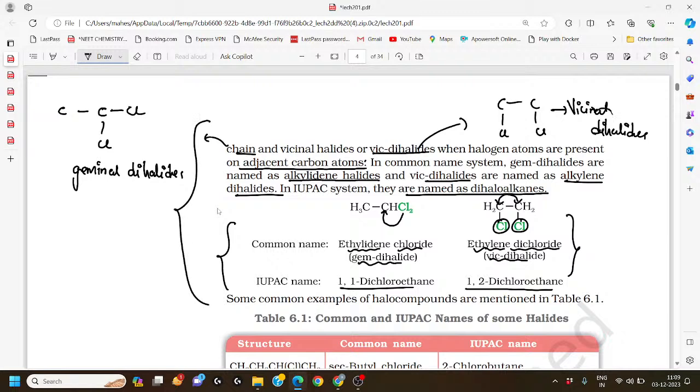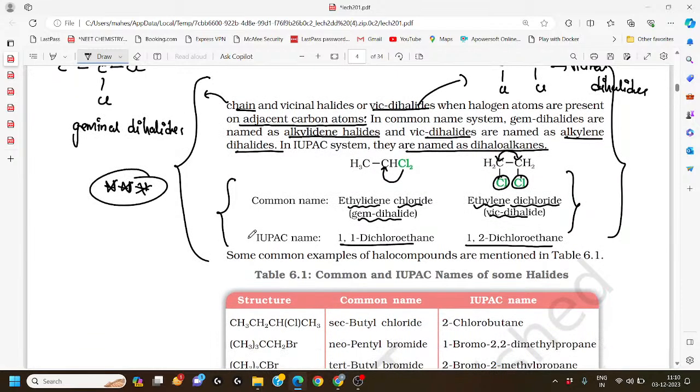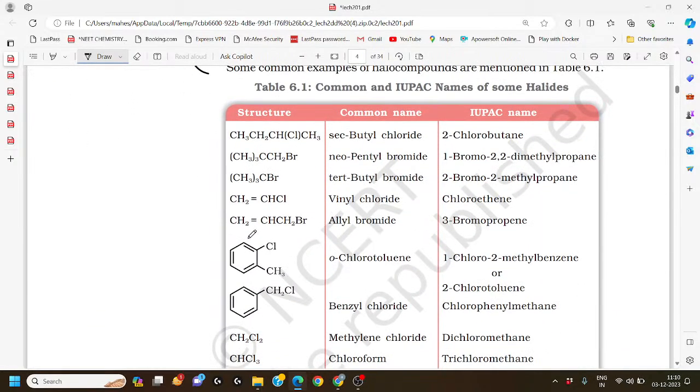Here we have to focus, this concept is very important from the exam point of view. I request everyone to revise once. Okay. Here are some of the common and IUPAC names of some halides. Now let us try to understand why. Because these are very important from the exam point of view. That's why I'm explaining each and every line. You may expect one question in the upcoming NEET and IIT JEE. We don't know whether it is probable or not. Okay, these are highly probable.